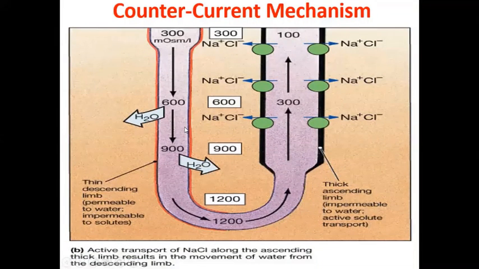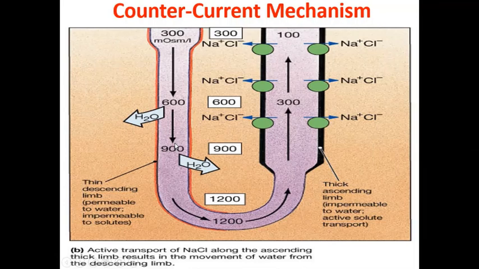So this is what is taking place. You can see this is a loop of Henle. You have the descending and the ascending. Okay, so the descending, you have the thin descending. The ascending, you have two parts: the thin ascending and the thick ascending. Then we say that the descending is permeable to water, but it's impermeable to solutes.